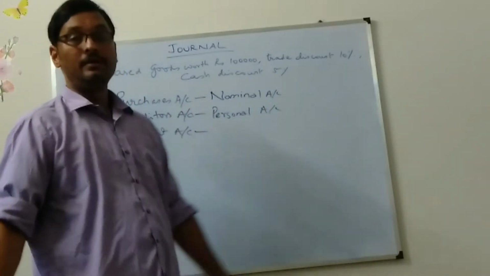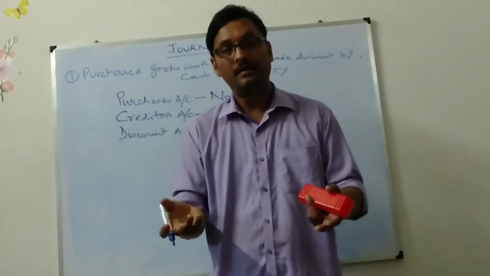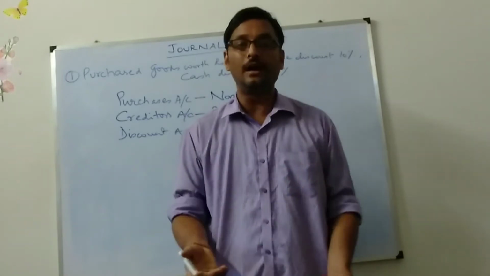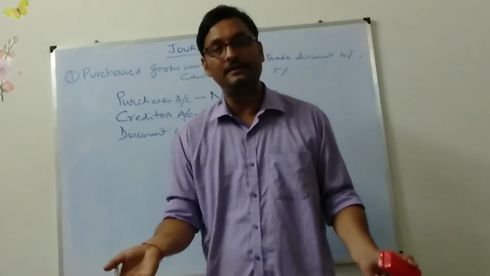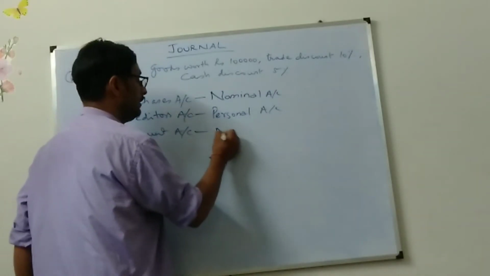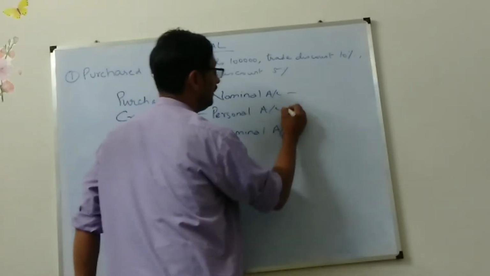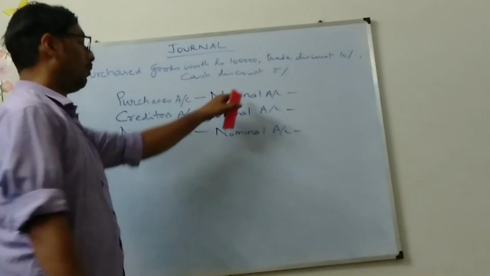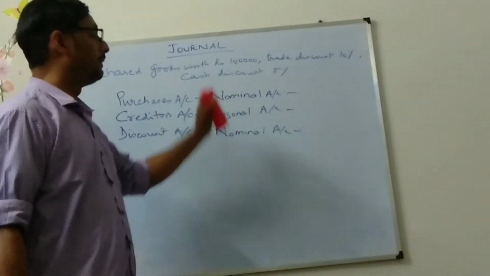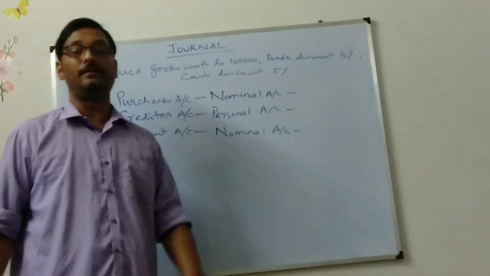And discount. Discount, whether you are getting or you are giving. If you are getting, then it is your income. When you are giving, it is your expenditure. And income and expenditure come under what? Nominal account. So discount is nominal account. Now, think. What is the golden rule of nominal account? Debit all expenses and losses, credit all incomes and gains.